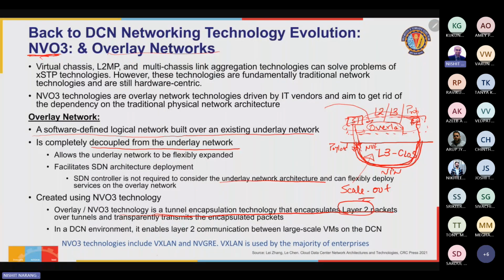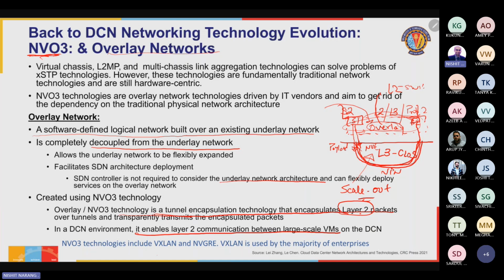This slide says layer 2, but in reality it could be any. Right? We are still assuming, like in L2MP, that these servers are generating L2 packets. So in Trill, L2 packets were getting encapsulated in Trill. In NVO3 technology, L2 packets get encapsulated into IP, into a layer 3 protocol, and then get transmitted over the Clos network. So it enables you to create, if these are L2 switches, an L2 switched overlay network. Right? So it enables layer 2 communication between large scale VMs. S1 and S2 can be VMs.